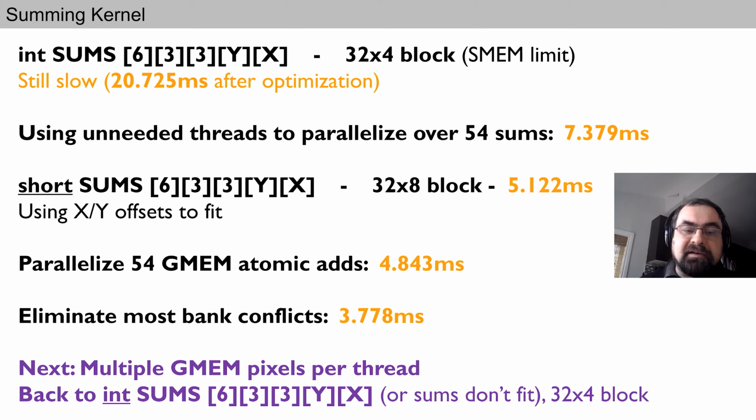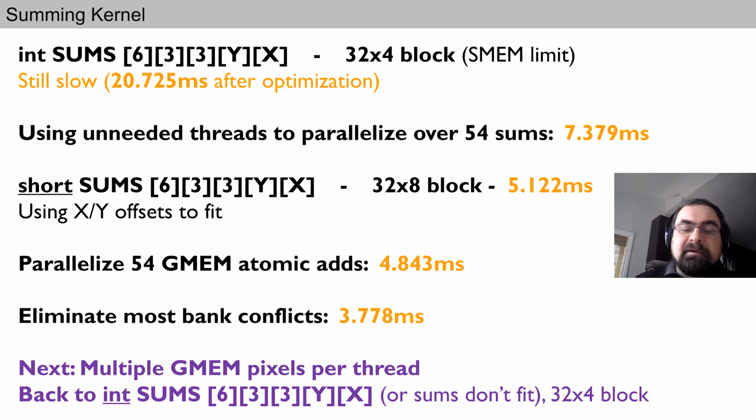We had to use coordinate offsets instead of full coordinates. That got us down to about 5.1. We then parallelized the 54 different atomic adds that we had to do at the end. That got us down to about 4.8. We then eliminated most of the bank conflicts that we saw, and that got us to about 3.8.